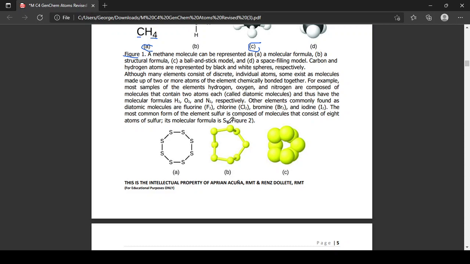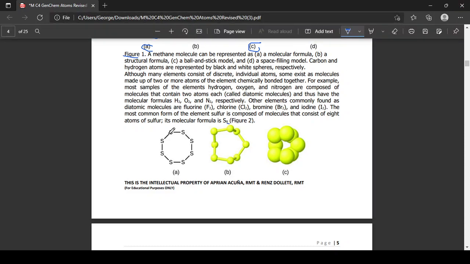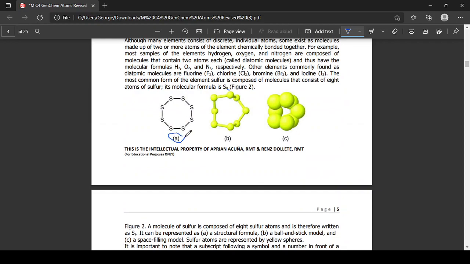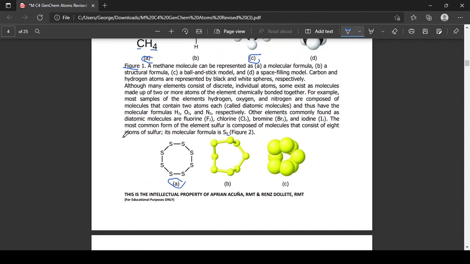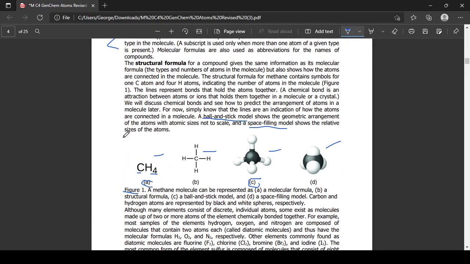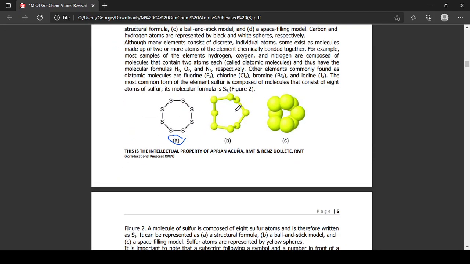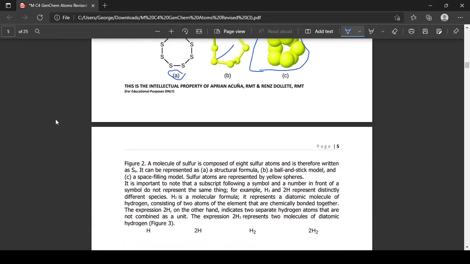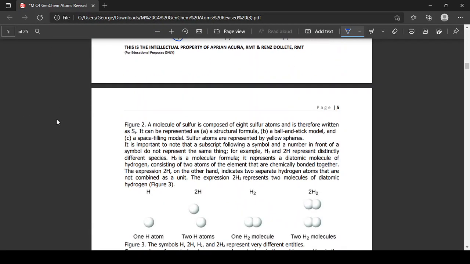Again, the subscript is 8, so there are 8 atoms of sulfur. And it is represented as follows, letter A, the eight sulfur atoms in your structural formula. And next, we have your ball and stick model, and we have your space filling model. That is also another example of how you write your atoms in different formulas.